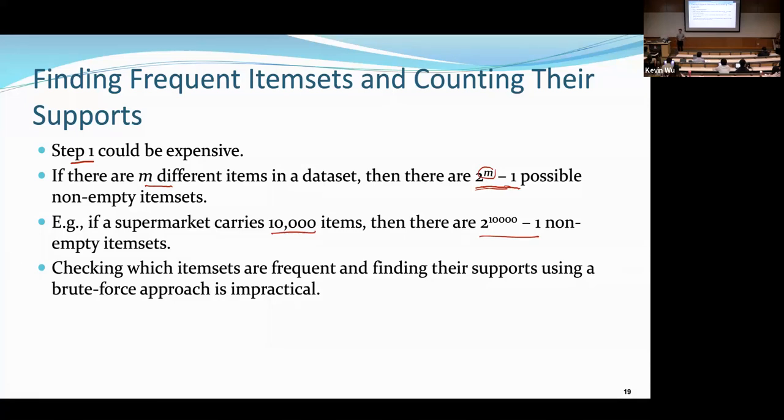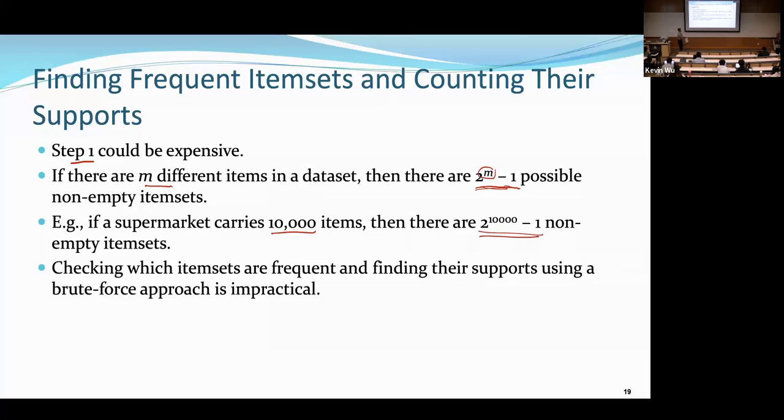So if you take a very straightforward approach, that is, you simply do a brute force method of enumerating all possible subsets of the items, and then check the support counts to see whether they're frequent or not, this is impractical because this number is simply too huge, right? I don't know how big it is, but 2 to the power 64 is already trillions and trillions and trillions of things, right? So that's a very, very large number, okay?